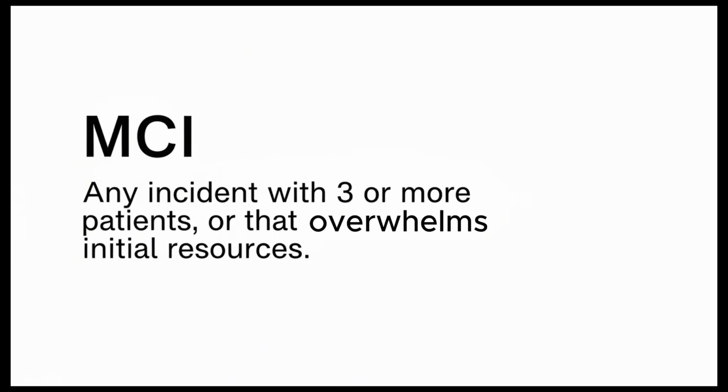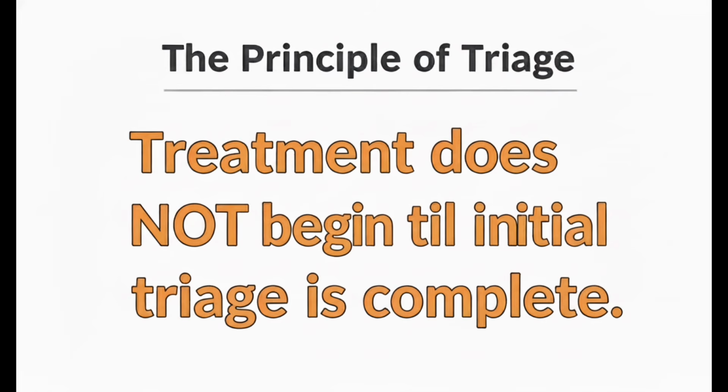During a mass casualty incident, or MCI, which is any incident with 3 or more patients, you must establish an Incident Command System, or ICS. Your first actions are to request additional resources, establish command, and begin triage. The cardinal rule of triage is that treatment does not begin until triage is complete.